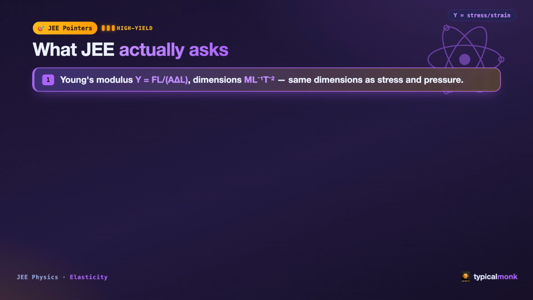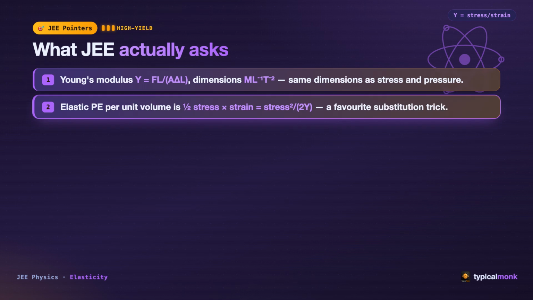These 5 lines are what NEET actually asks, year after year. 1. Young's modulus Y equals FL over A delta L, with dimensions M L to the power minus 1 T to the power minus 2, the same dimensions as stress and pressure. 2. Elastic energy per unit volume is 1/2 stress times strain, which can also be written as stress squared over 2Y, a favorite substitution in numericals.